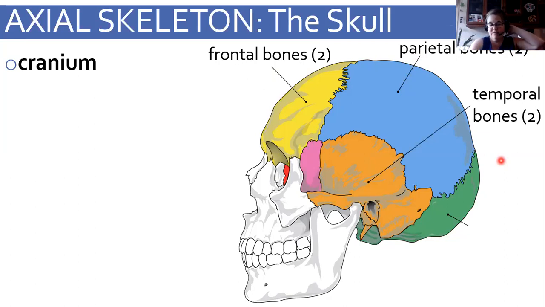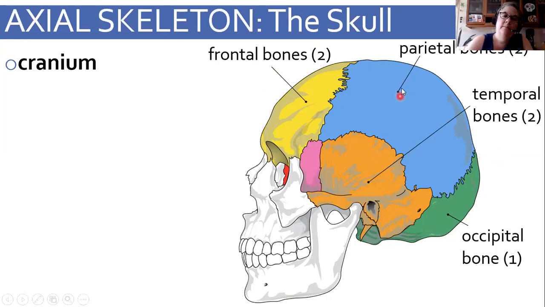And then at the back of our skull, we have the occipital bone. These all cover parts of our brain. The parietal bones cover the parietal lobes, the temporal bones cover the temporal lobes, and the occipital bone covers the occipital lobe. If you take Biology 30, we talk about those lobes and what they do.